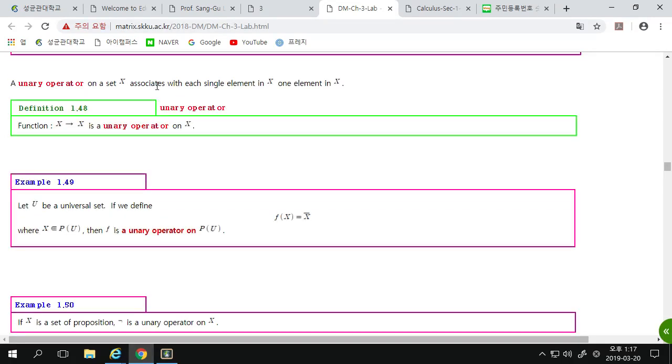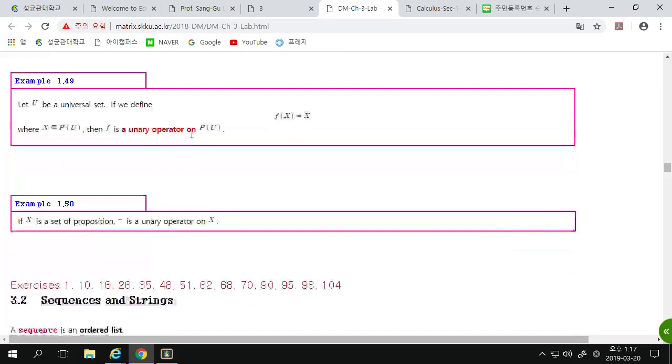Unary operator. On the set X, associated with each element in X, one element in X. A function from X to X sends an element in X to an element in the same set, and you call it a unary operator. These are all examples of functions.